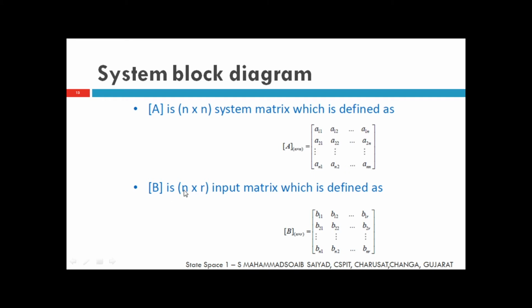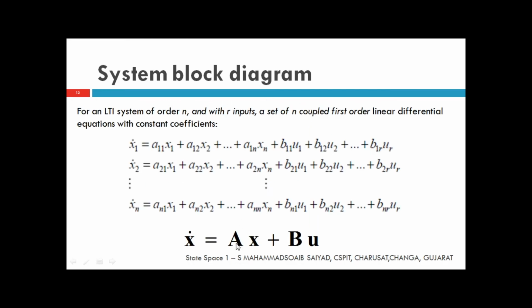Okay, and the B matrix will be an n cross r matrix, which is said to be an input matrix. Okay, the A matrix is known as the system matrix. The B matrix is known as the input matrix. So the components of the B matrix are b11 up to b1r, up to bn1, bn2 up to bnr. Okay, so this is the first equation we have seen, x dot is equal to Ax plus Bu.